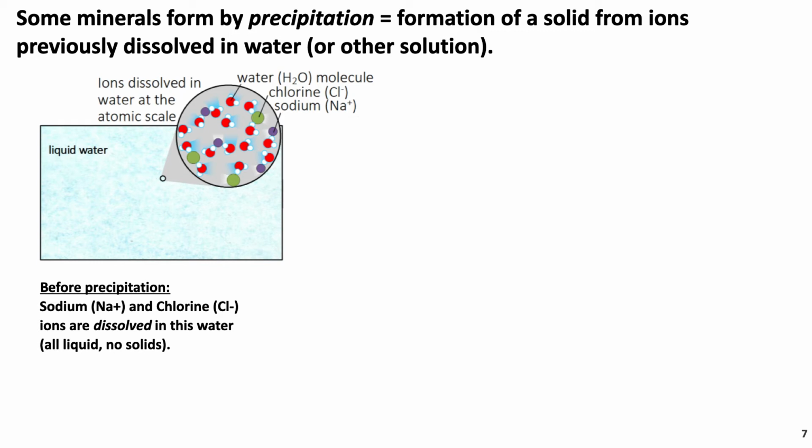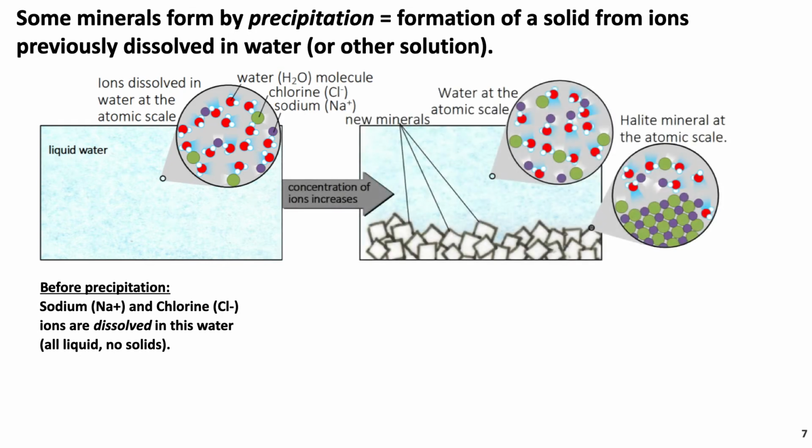And those ions, chlorine and sodium atoms, are basically sitting around attaching to some of the water molecules, but otherwise are dissolved in that water. So the whole thing is liquid here, there's no solids. As conditions change, there can be an overconcentration of those atoms for the conditions that allow them to be dissolved, and the situation changes so that those atoms are actually more stable as a solid.